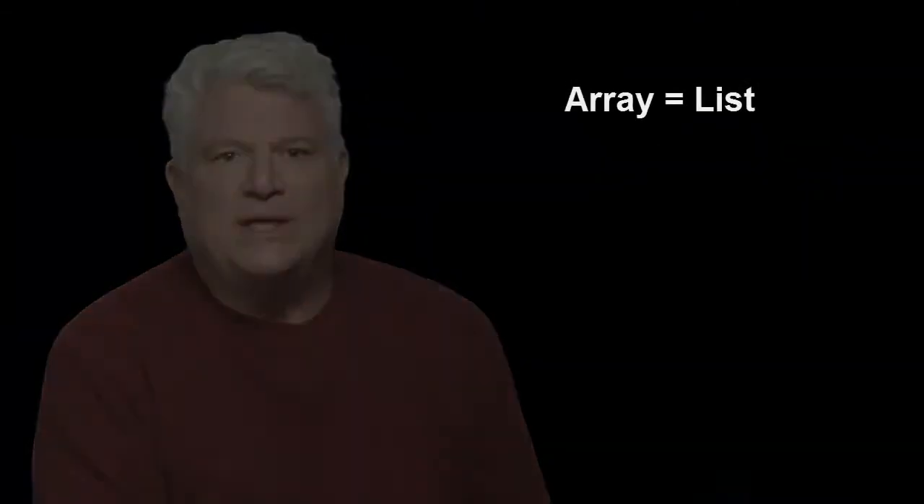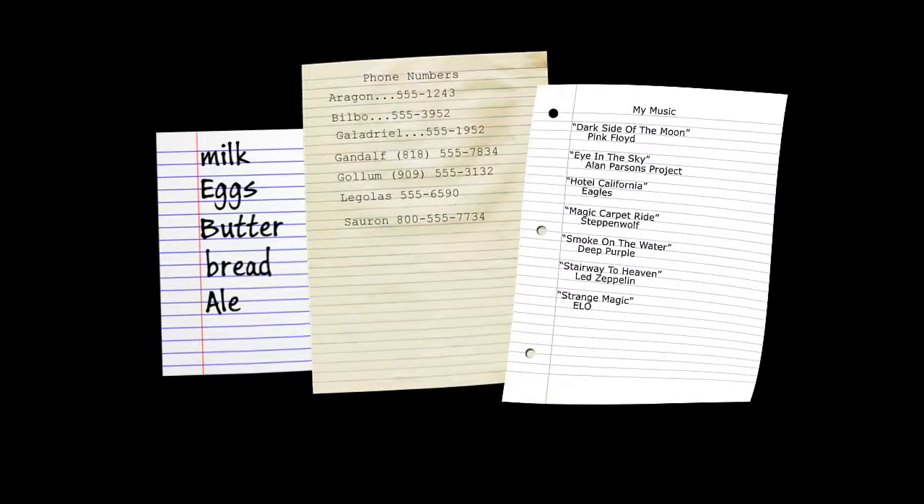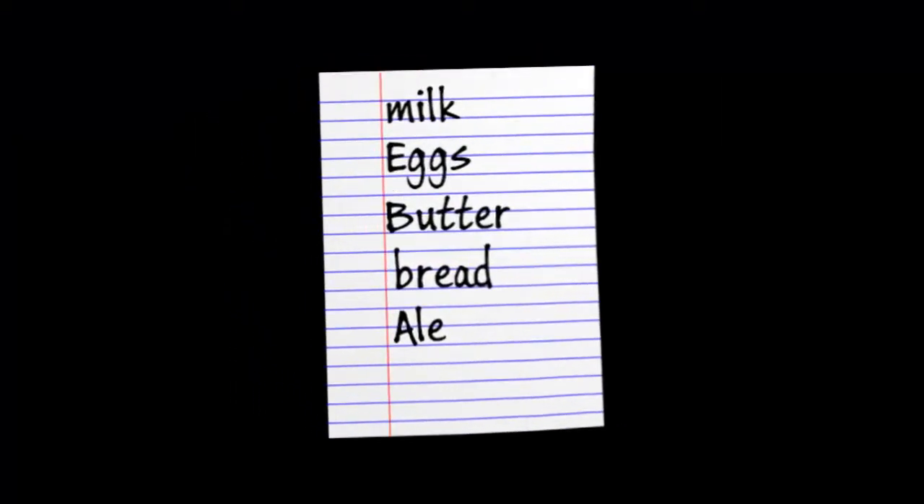Arrays themselves are not that complex. An array is a list, like your shopping list, your phone list, or a list of your favorite music. What's so special about this kind of list is that it is indexed, and it is this feature that makes the myriad of array methods possible.